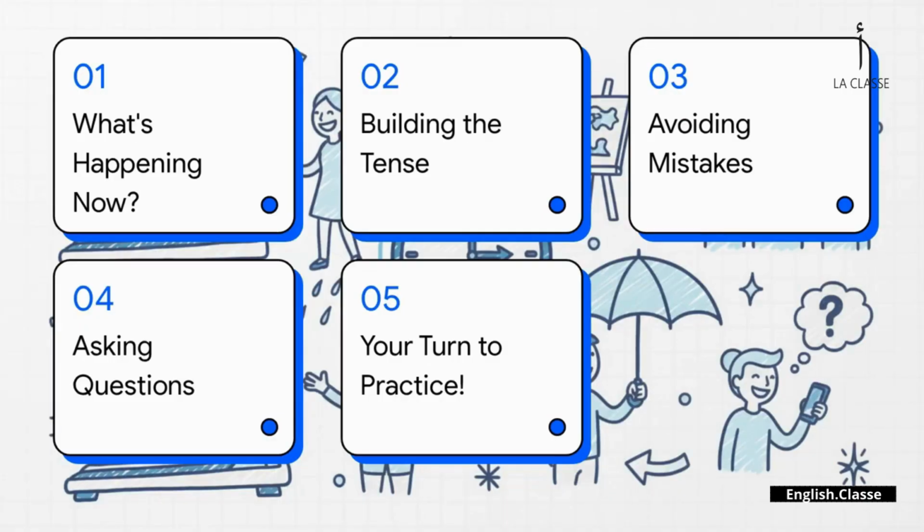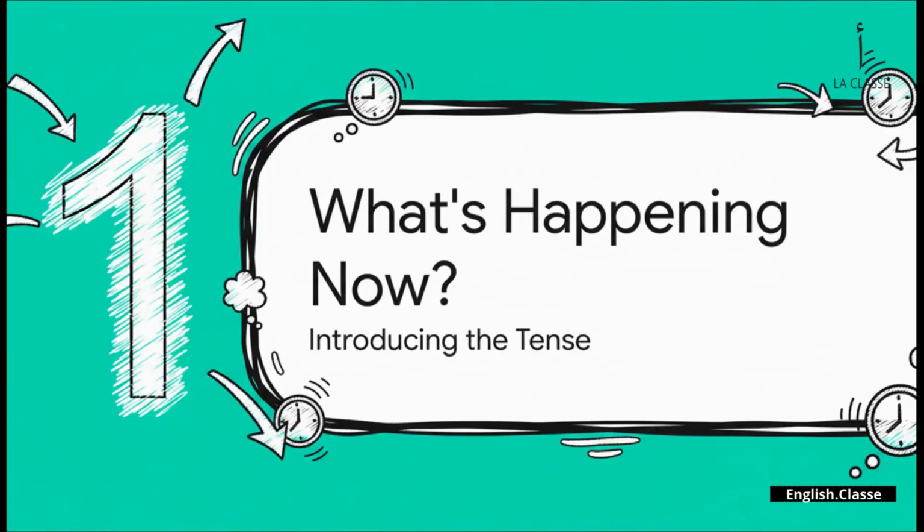Okay, so here's our game plan. First, we'll talk about what's happening now. Then, we'll actually build the tense together. We'll look at some common mistakes to avoid, figure out how to ask questions, and then, you guessed it, it's your turn to practice. All right, first up, what's happening now?